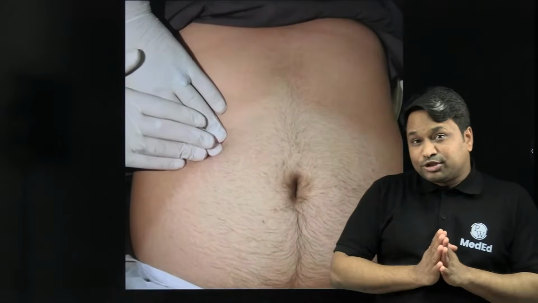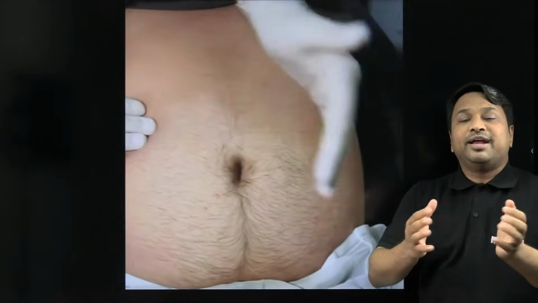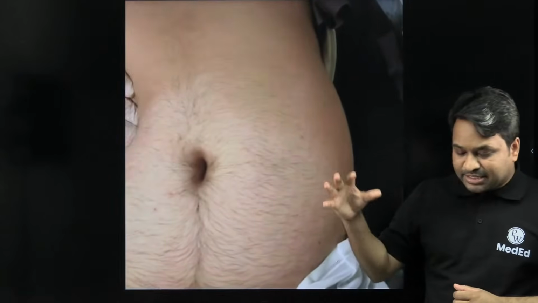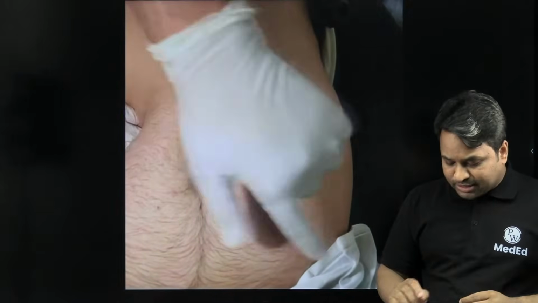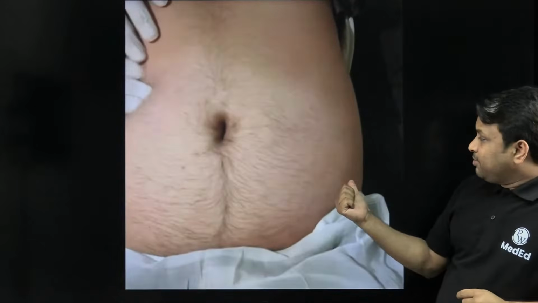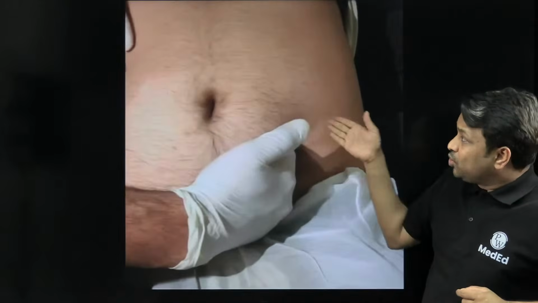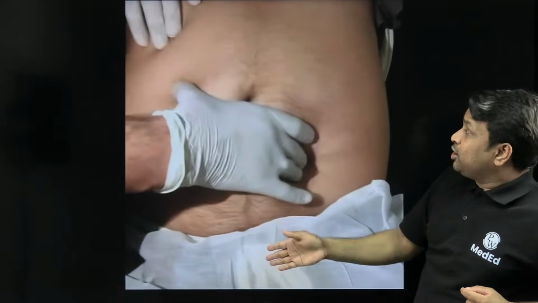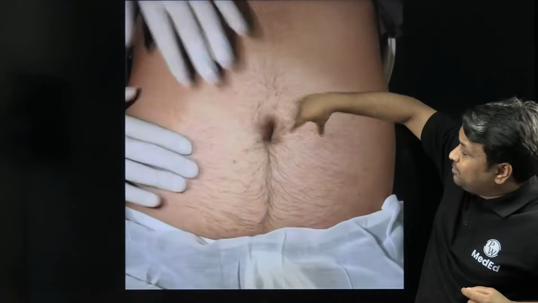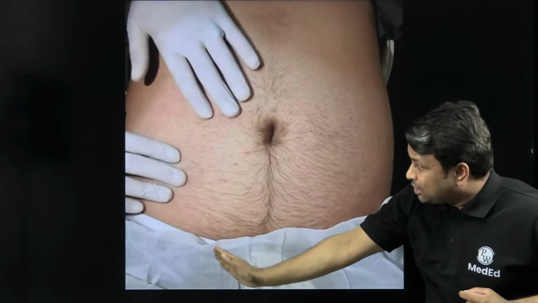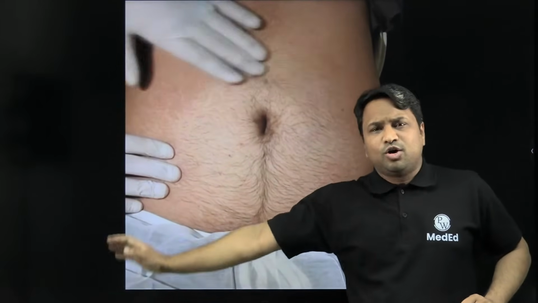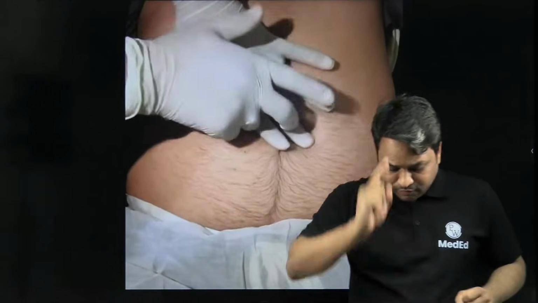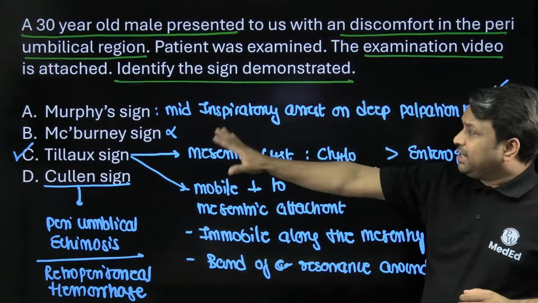Now, when you do percussion also, I will find a band of resonance along the dull note. And this sign is what we call the Tillaux sign positive. You can see as I'm pressing, it is becoming more prominent on the other side. The movement is only perpendicular to the direction of the mesentery, not along it, right? So the swelling is moving perpendicular to the mesenteric attachment. From the DJ flexure to the sacroiliac joint, this is the line of the mesenteric attachment. Do not forget that. So the answer here is going to be Tillaux sign positive.